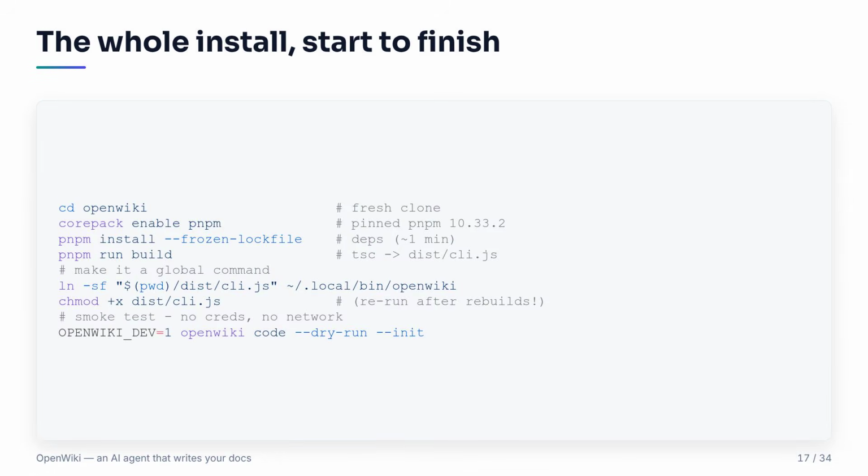Here's the entire install, start to finish, just 7 commands. Clone, enable corepack, install with the frozen lock file, build, symlink it onto your path, fix the executable bit, and smoke test with a dry run, from 0 to a working OpenWiki command in about 2 minutes.